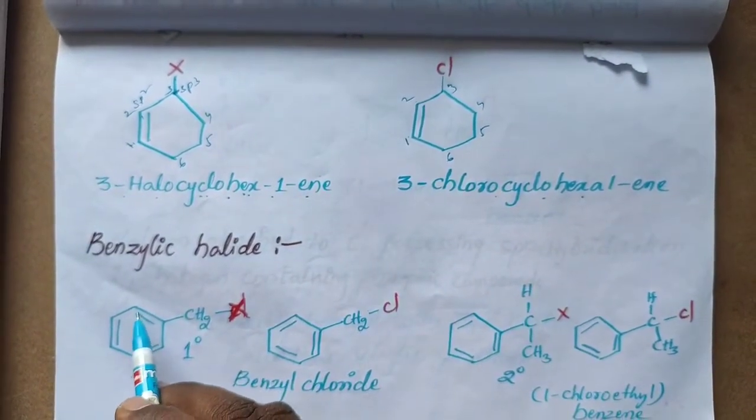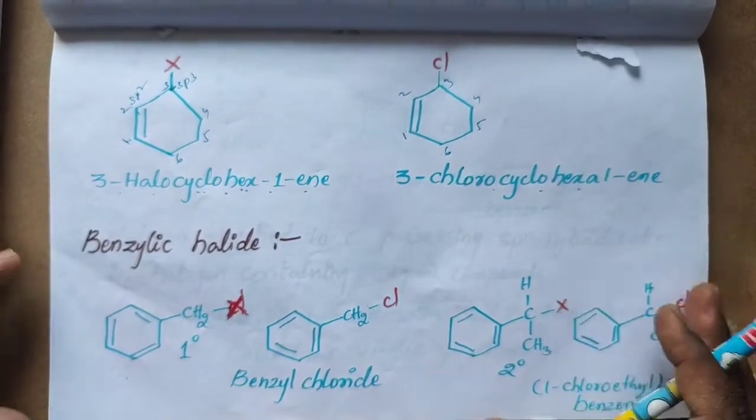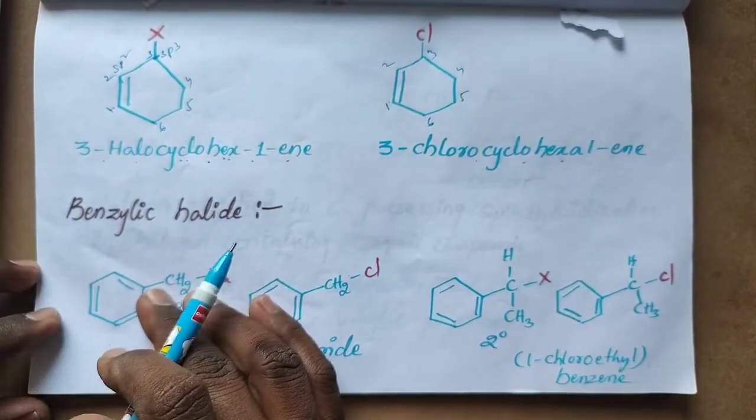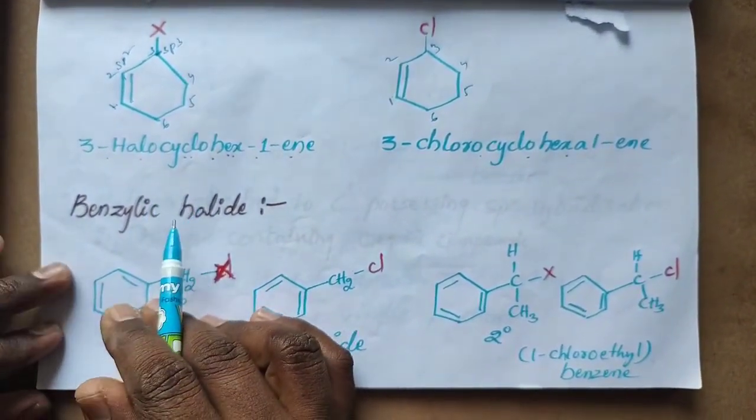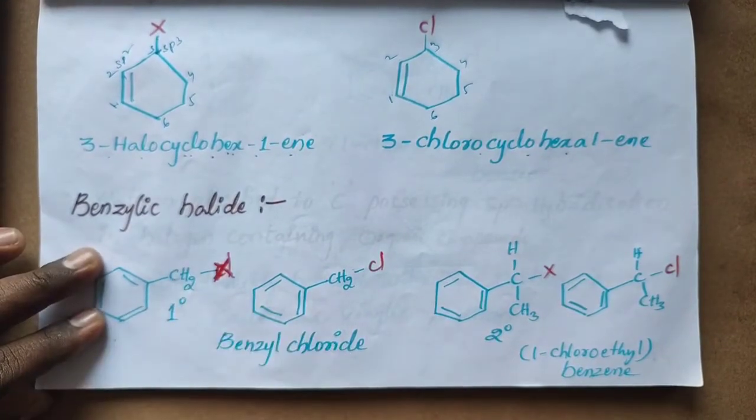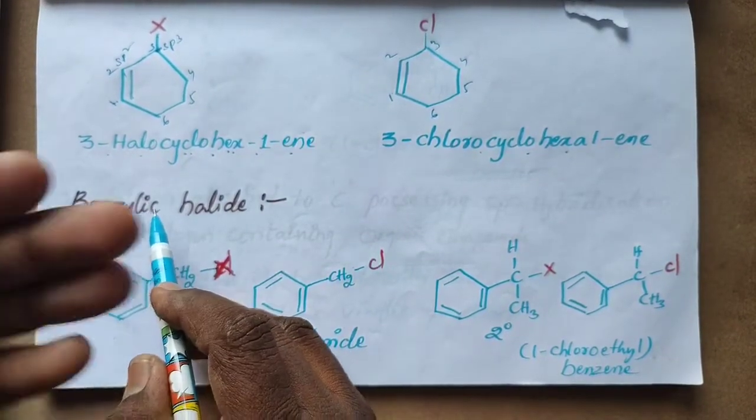Next, alkyl halides are completed and allylic halides are completed. Next one is benzylic halides.